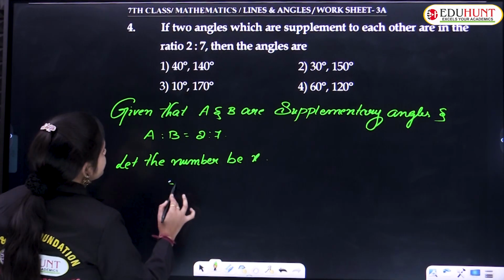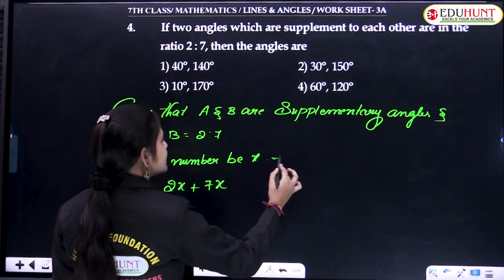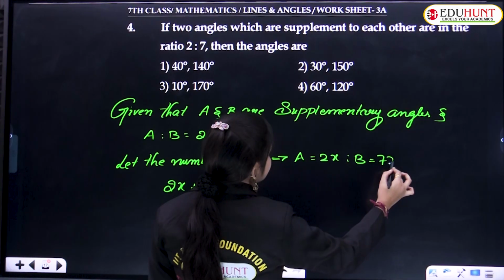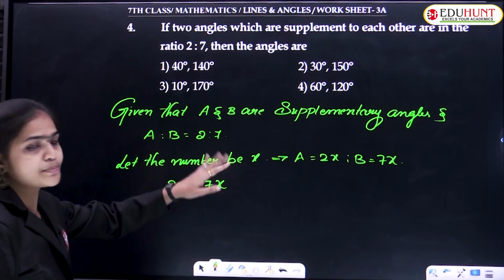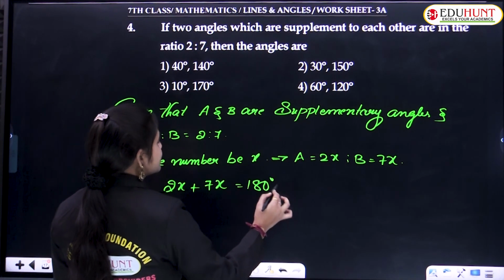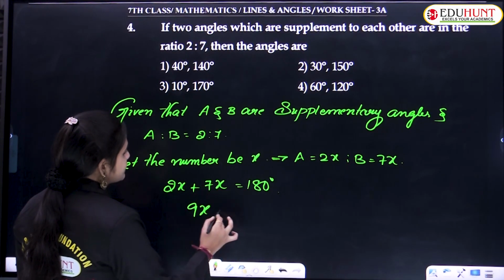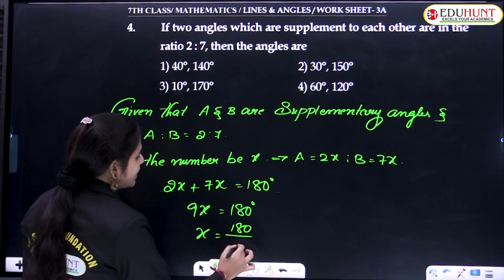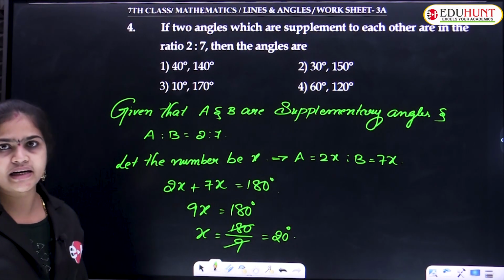Okay, ma? As per this, 2x plus 7x. Then here what we can say, A is equal to 2x, B is equal to 7x. Now A plus B is 2x plus 7x, which is equal to, those two are supplementary angles, no? Then here it is equal to 180 degrees. Now here 7 plus 2, 9x, is equal to 180 degrees. x is equal to 180 by 9. 9 twenties are 180. So x is equal to 20.